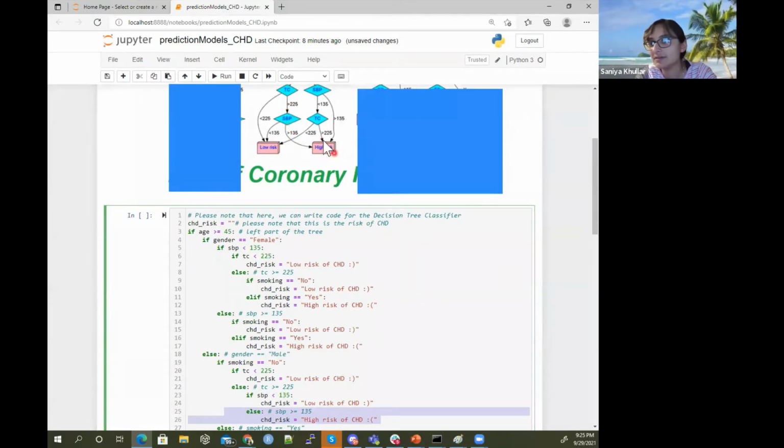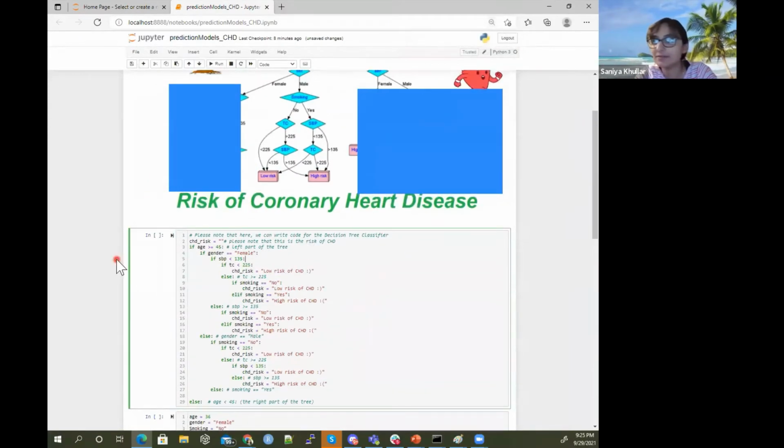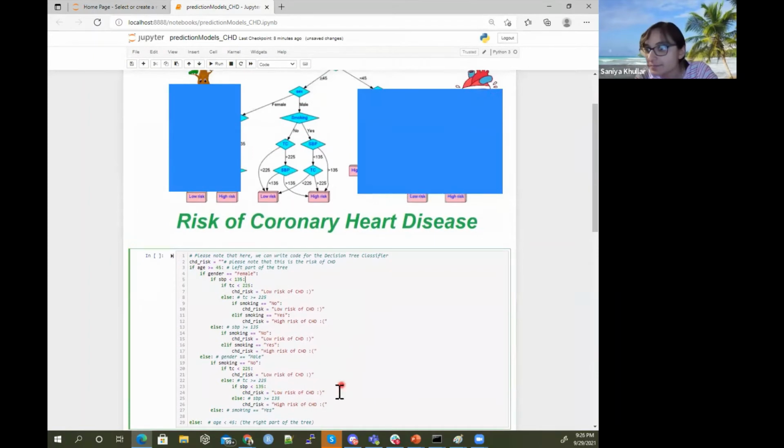So we're coming here. And maybe I'll start to zoom out a bit so that you can keep visualizing with me where we are. So there's a high risk of CHD now. What we've done is we've gone from here, smoking no, total cholesterol. That's what we were checking here. If you don't smoke and you check your total cholesterol, if it's less than 225, then you are at low risk of CHD. That's what this is saying.